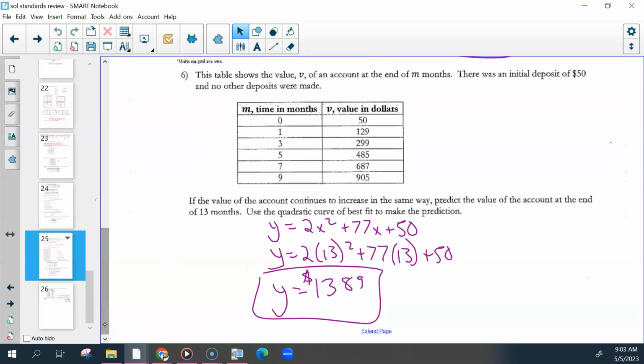And then 6, it asks you to use the curve of best fit to make a prediction when x is 13 months. So this was the quadratic curve of best fit that came from these points. And then you didn't have to do this algebraically, but if you put in x equals 13, you would get 1389.